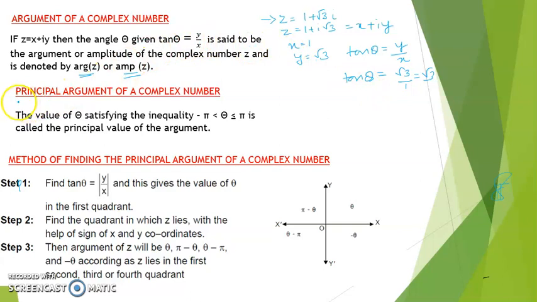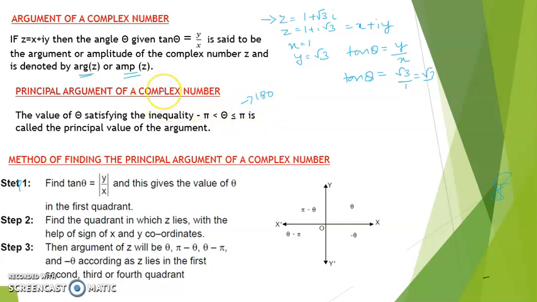Now this is the principal argument of a complex number. Don't get confused between argument of a complex number and principal argument. The value of theta satisfying the inequality theta less than or equal to pi and greater than minus pi is called the principal value of the argument. This pi is 180 degrees, students. You should be thorough with this concept. Don't take pi as 22 by 7. Pi is 180 degrees in radian measure.